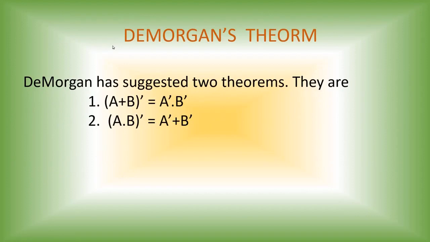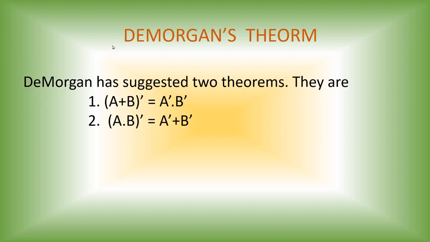De Morgan's theorem means there are two theorems. The first theorem is (A plus B) the whole complement equal to A complement into B complement. The variable can be anything. It is not the same as A and B; you can use any variable over there. I can say the De Morgan's theorem as (x plus y) the whole complement equal to x complement into y complement. That is the first De Morgan theorem.